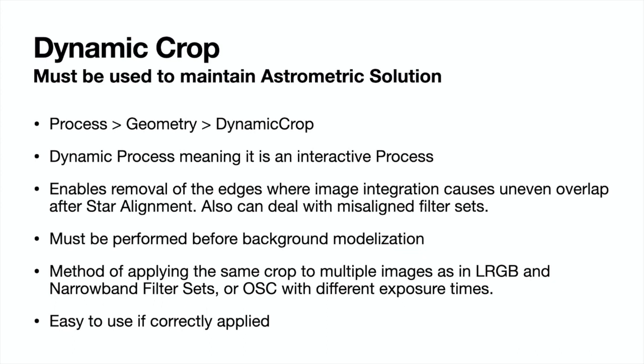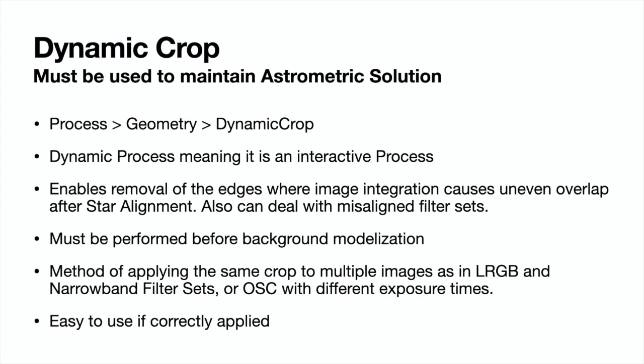Dynamic Crop must be used to maintain the astrometric solution that will prove useful in future processes. The process can be found under Process, Geometry, Dynamic Crop. The process is dynamic, meaning it is an interactive process. This process enables the removal of edges where image integration can cause uneven overlap between your subframes after star alignment. It can also deal with misaligned filter sets.